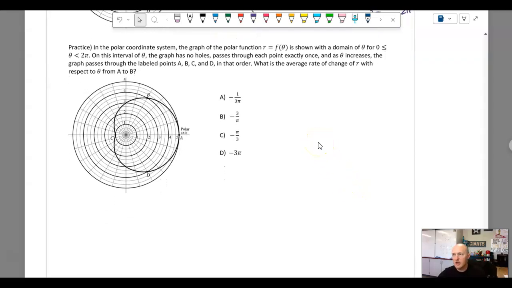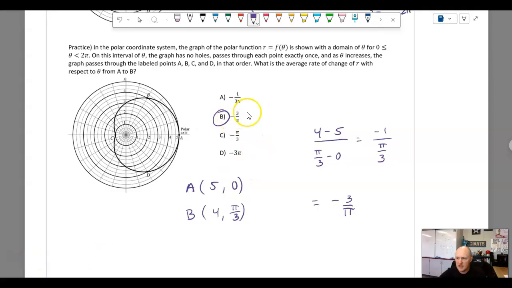Please pause the video. Here they want you to do the same thing. They want you to calculate the average rate of change with respect to theta from A to B. So go ahead, try that one. I'll show you the results here in a second. Okay, hopefully you got B, negative 3 over pi. Point A is angle 0 with a radius of 5. B is angle pi thirds with a radius of 4. So once we have those points, again, radius divided by your angle. So 4 minus 5 gives us negative 1, divided by pi thirds minus 0, which gives us pi thirds. Keep change flip, and you get negative 3 over pi.